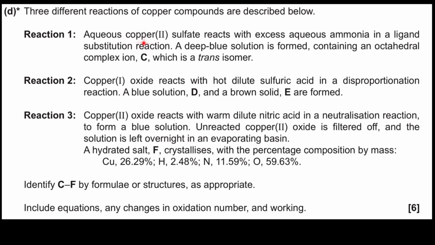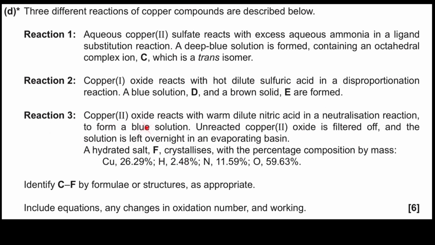Part D. 3 different reactions of copper compounds are described below. Reaction 1. Aqueous copper sulfate reacts with excess aqueous ammonia in a ligand substitution reaction. A deep blue solution is formed containing an octahedral complex ion C, which is a trans isomer. Reaction 2. Copper(I) oxide reacts with hot dilute sulfuric acid in a disproportionation reaction. A blue solution D and a brown solid E are formed. Reaction 3.